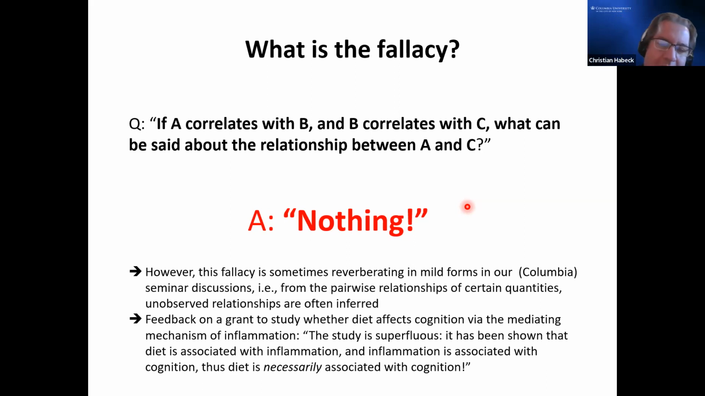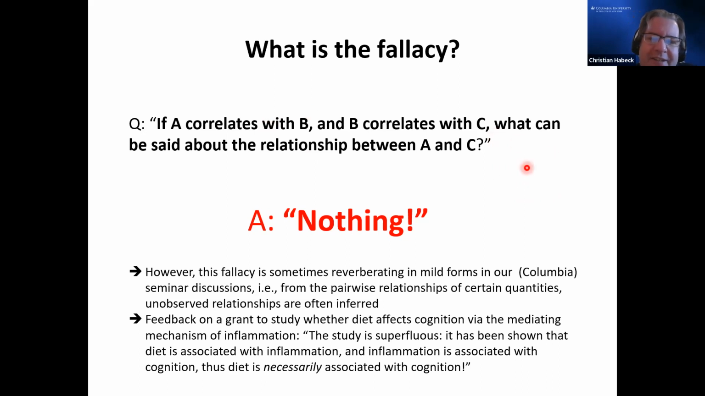One of the reviewers wrote back and said, this study is superfluous, right? You don't need to do it. It has been shown that diet is associated with inflammation, so A correlates with B. Inflammation is associated with cognition, so B correlates with C. Therefore, diet is necessarily associated with cognition. A correlates with C. Case closed. Why are you proposing this study? We could save a lot of money and time because we already know that diet will affect cognition, right?